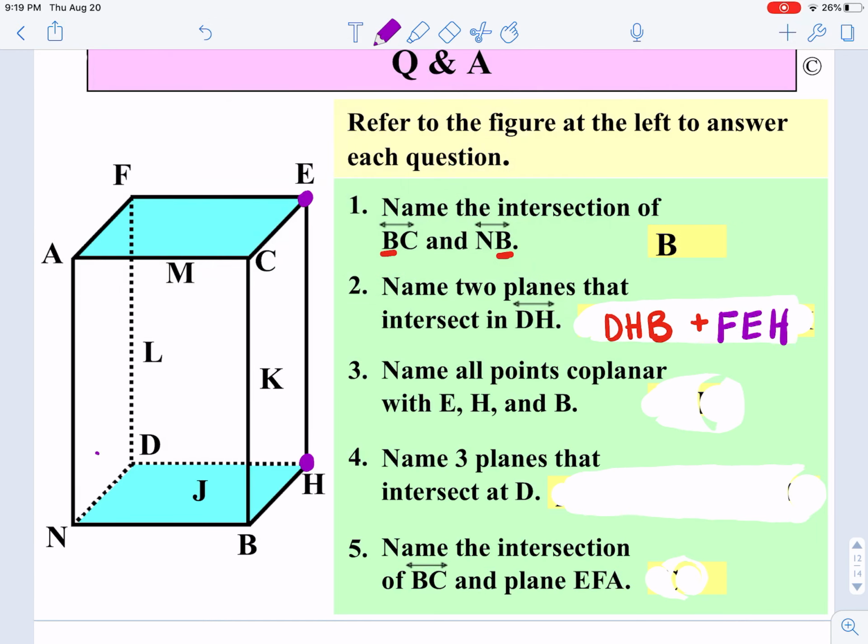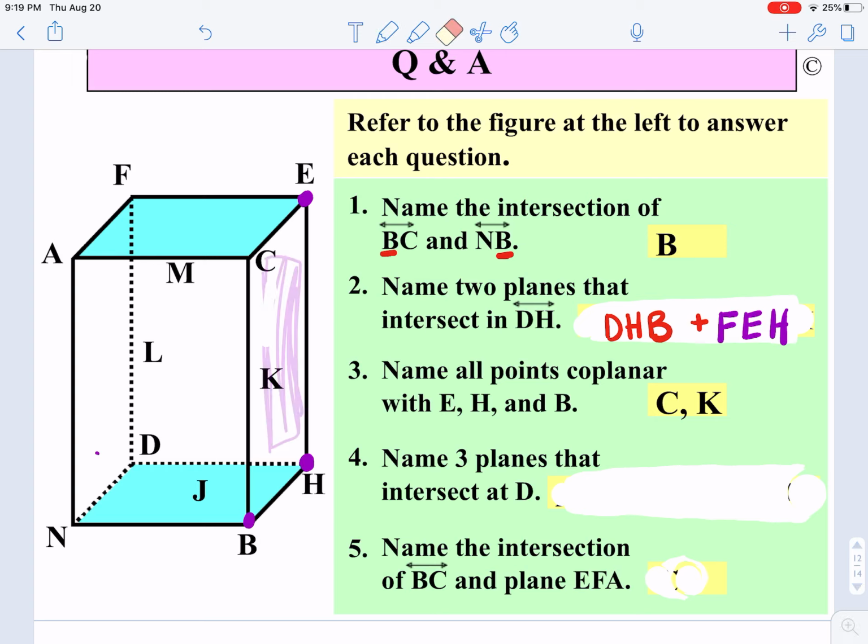Okay. H and B is here. So it's basically the points on this plane over here on this side. And that would be C and K. Okay. Name 3 planes that intersect at D.